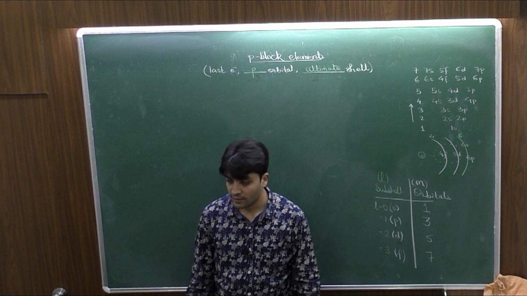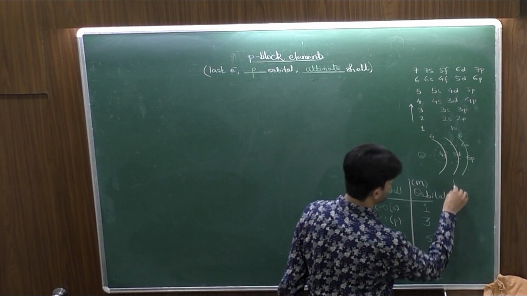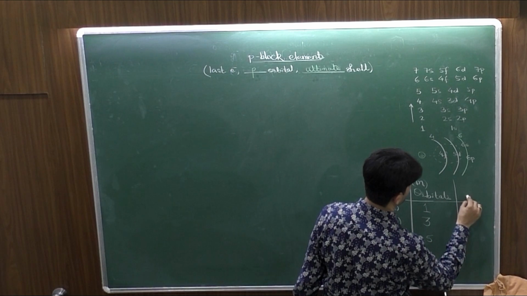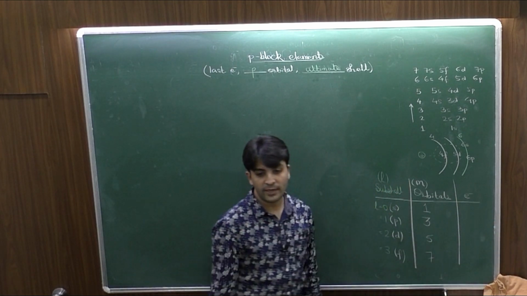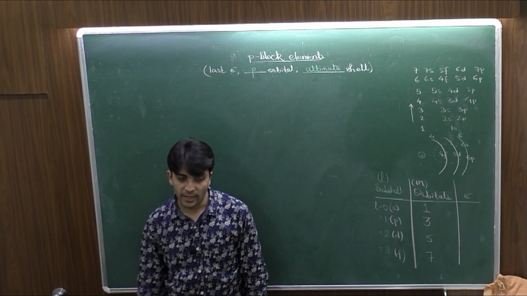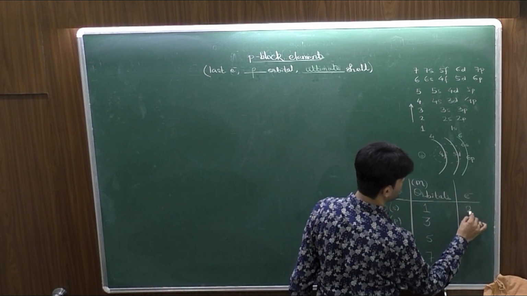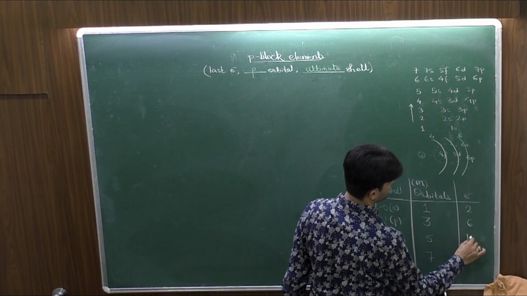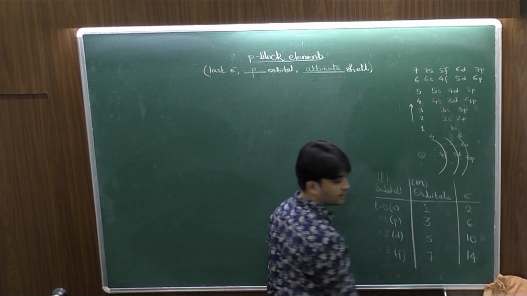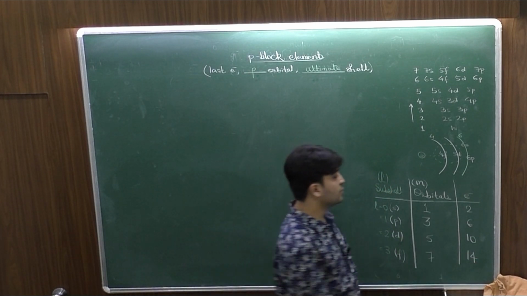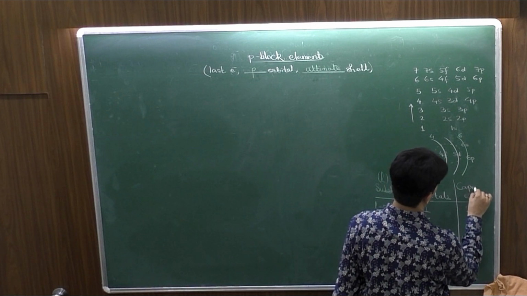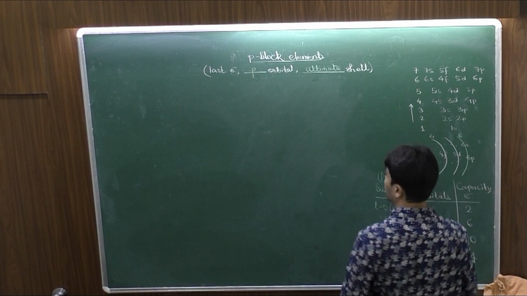And in the orbitals finally reside the electrons, and one orbital can have a maximum of 2 electrons only. So S will have a total capacity of 2 electrons, then 6, 10 and 14. Now corresponding to this electron capacity, we have the groups assigned to the particular block.